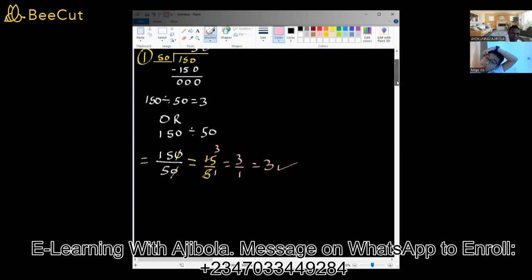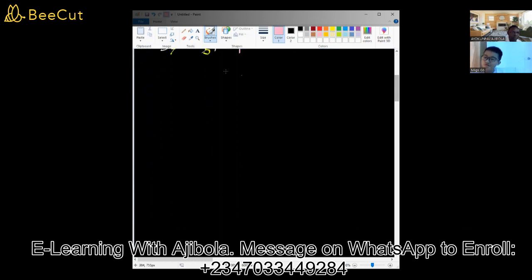Okay, let us look at another example. Example 2. We want to divide 640 by 80. So if we have 640 to be divided by 80, so we have 640 and 80, okay?